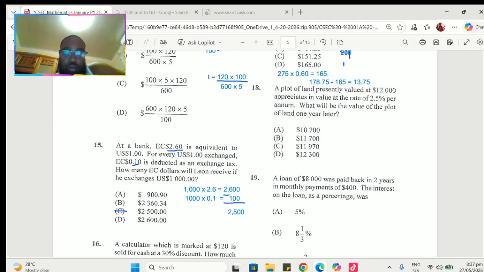Number 18 now. A plot of land presently valued at 12,000 appreciates. Appreciates means it goes up in value at a rate of 2.5% per annum. What will be the value of the plot of land 1 year later? So all they want to know is that you can calculate 2.5%. They just want to make sure that you know that you have to add in value. And I could tell that is what they wanted to know, because D is literally the only answer where it increases in value. So they're just really testing if you know what appreciate means.